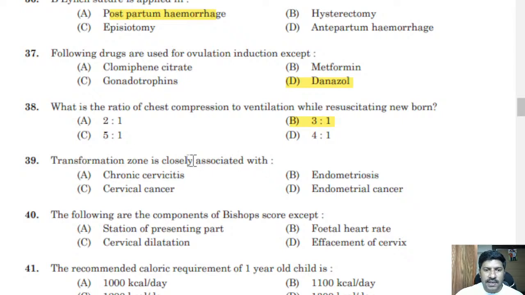Then transformation zone is closely associated with. Correct answer is cervical cancer. So while doing the cervical cancer test, pap smear test, we need to take the sample usually from the transformation zone, that is the epithelial tissue transformation area. So if you are taking samples exactly from there, there will be more chance to get a true result, because the transformation zone cells are more vulnerable and will start the cancerous multiplication first. So that is why the transformation zone is important for cervical cancer assessment.